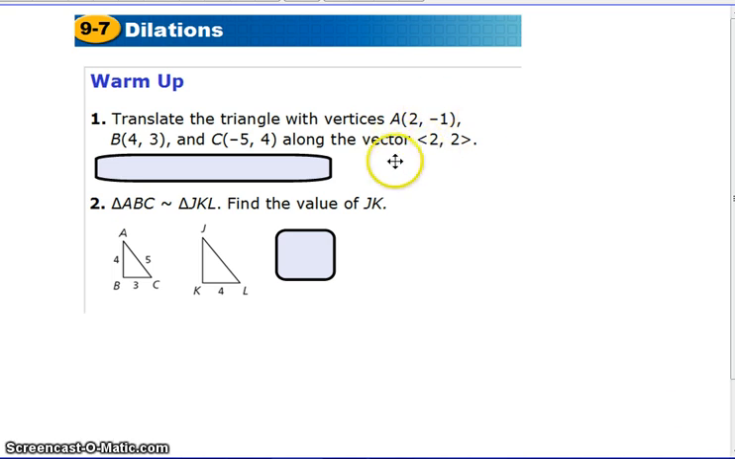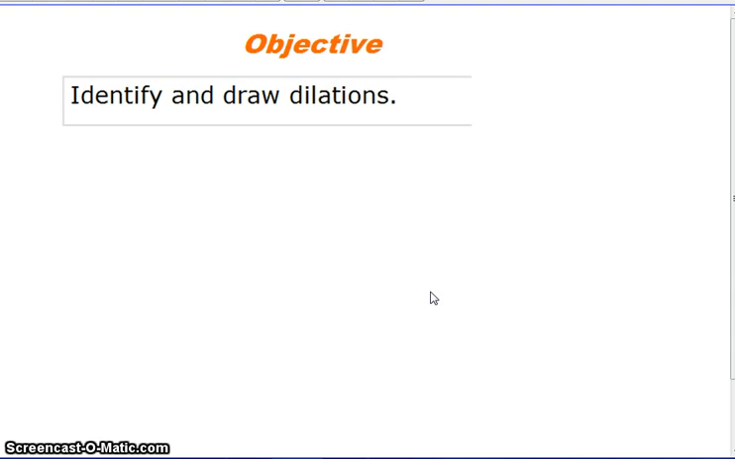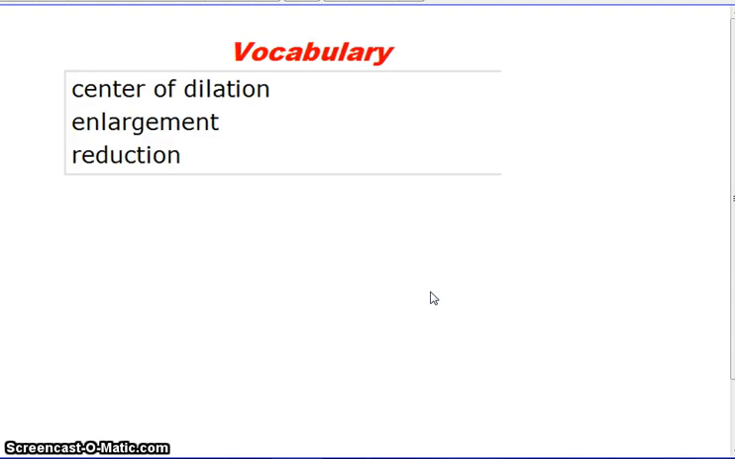Okay, hopefully you remember that when you have a vector notation like this, you're just going to increase the x values all by 2 and the y's all by 2 in this case, right? And so we end up with (4, 1), (6, 5), and (-3, 6). Good. What would the value of JK be? AB is 4, and it's similar to JK, right? So you've got a little proportion, probably 3 to 4 is as 4 is to 5 1/3.